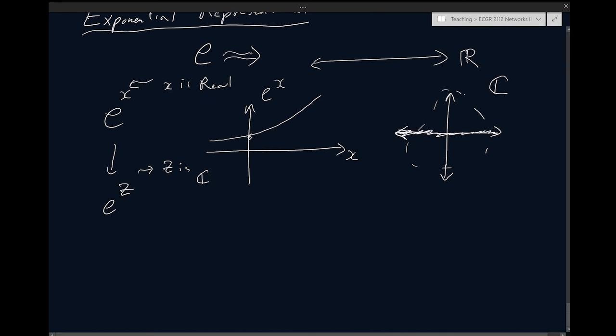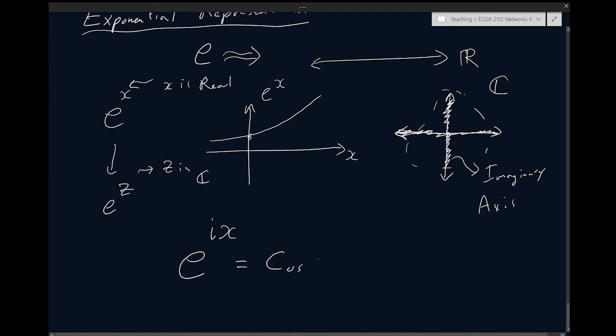In particular, if you evaluated it on the imaginary axis, meaning if you evaluate it at complex numbers that are jx, so you're evaluating it on the imaginary axis, this axis here, this is the imaginary axis, you get this famous Euler's formula. So it has this form.